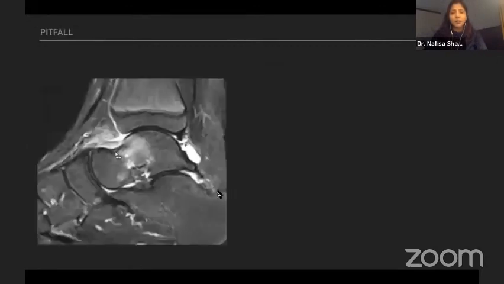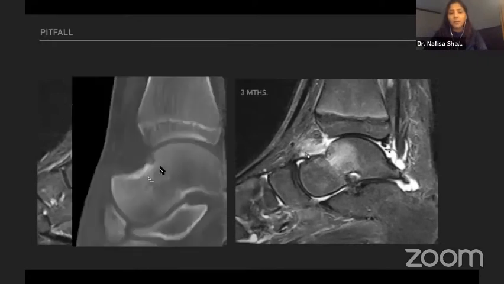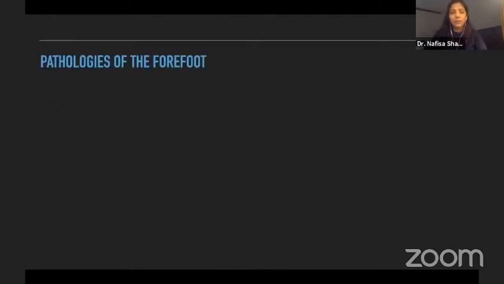And this is a case where if you rely too much on just one modality, this patient had pain, but we didn't see a spur in this region. There was capsular edema. There was no stress fracture. After 3 months, it looked the same. And then if you do a CT for this case, there was an osteoid osteoma. So at times you need 2 modalities to make the diagnosis. Some pathologies of the forefoot.